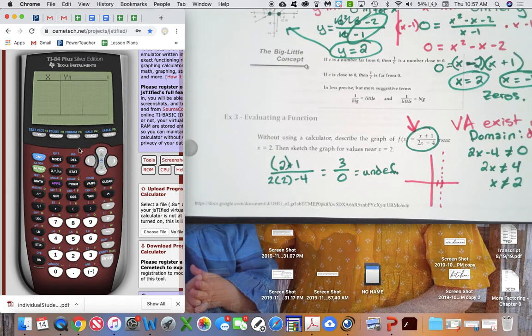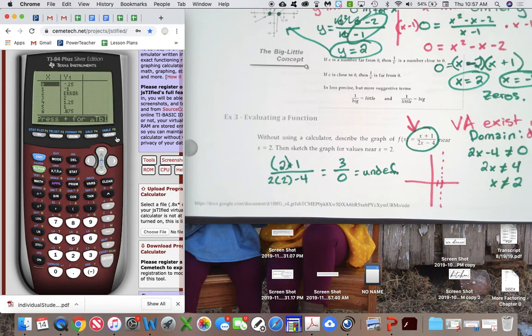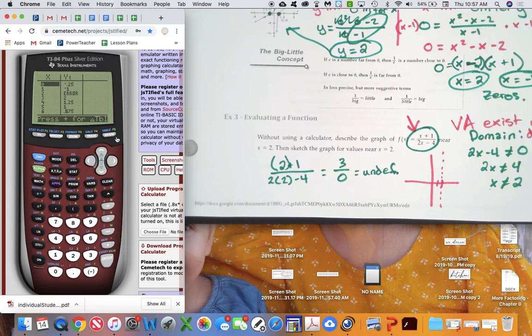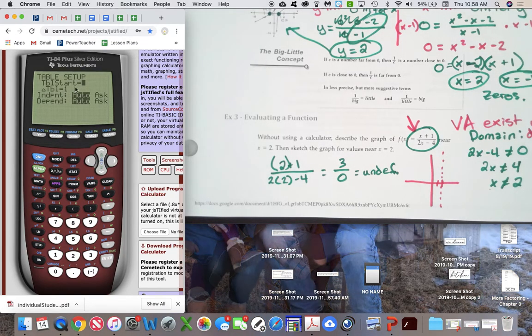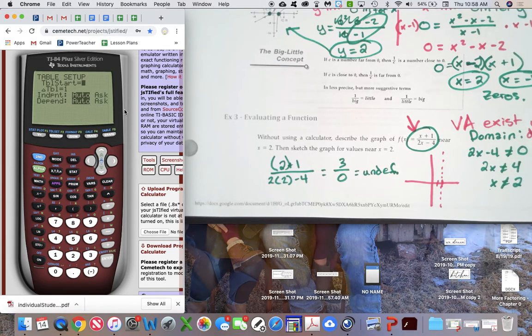If I go to table, which is second graph, it will tell me what all those numbers are when I plug them in. If I plug 0 in there, I get negative 0.25. If I plug 1 in there, I get negative 1. If I plug 2 in there, I get an error, which is what we just validated. 3 gives me 2, and 4 gives me 1.25. But I want to zoom in closer to 2, so I'm going to go second window, which is that table set option. You remember doing that a long time ago?